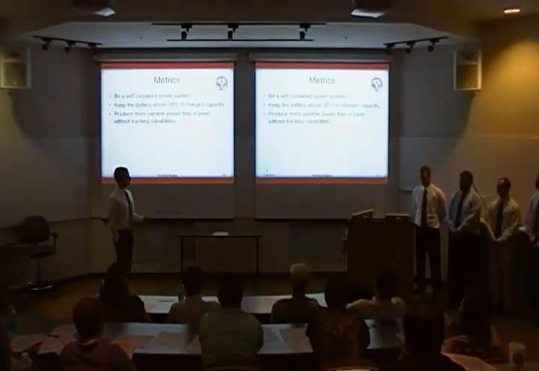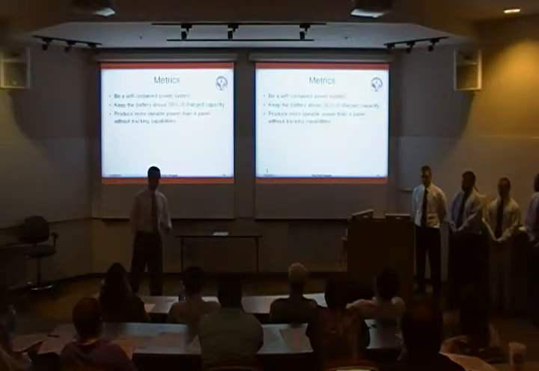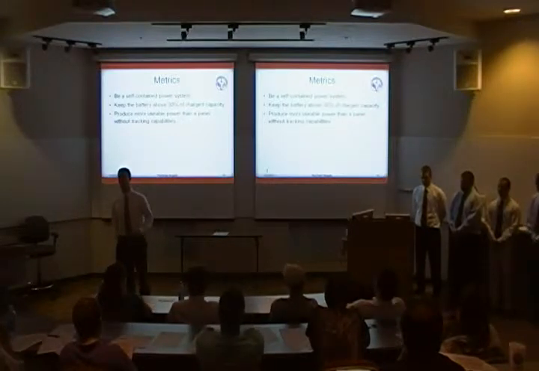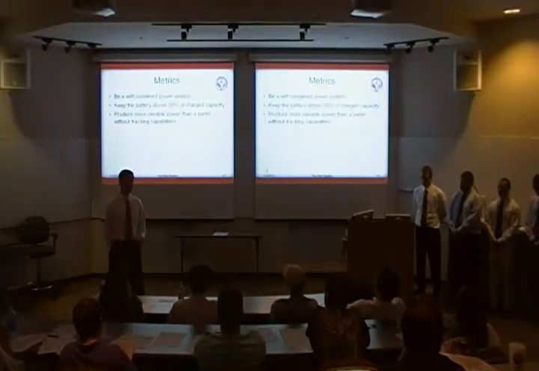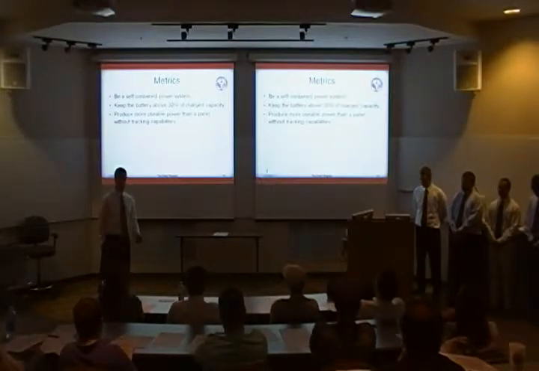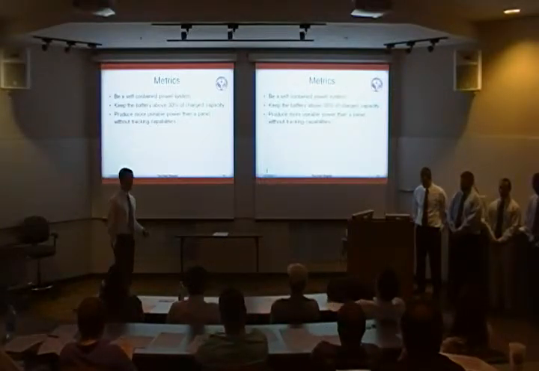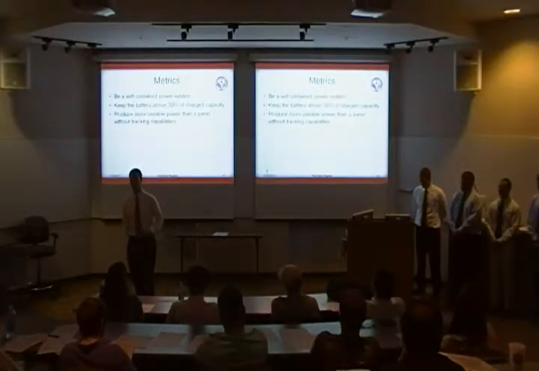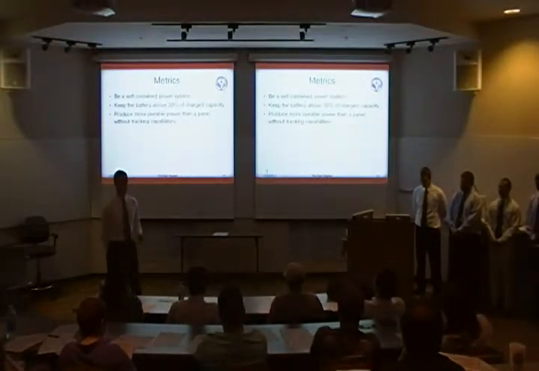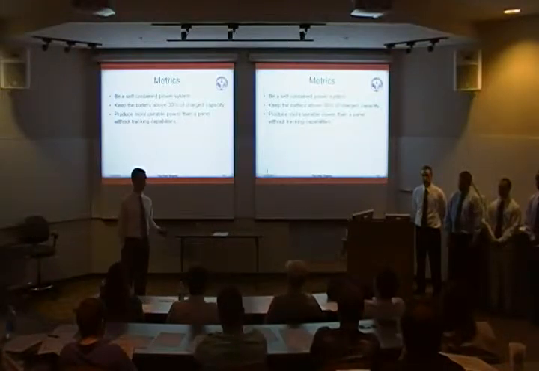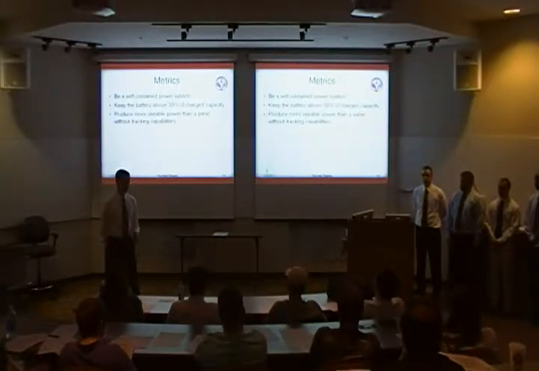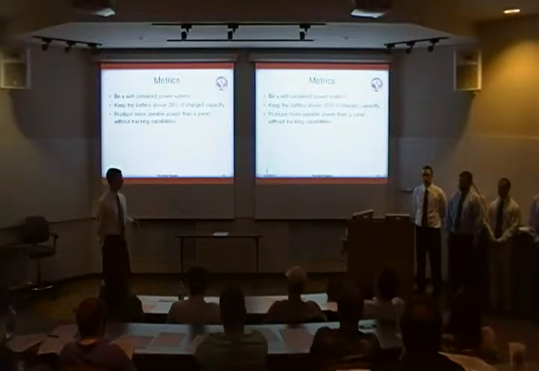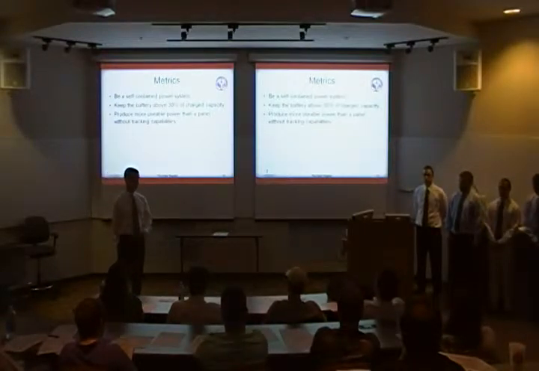Setting our metric. Our metric for the system is to have a self-contained power system. We'd also want to keep our battery above 30% charge capacity at all times. And finally, we would want to be able to use more usable power than what a solar panel would be able to produce without the physical tracking capabilities that ours would possess.